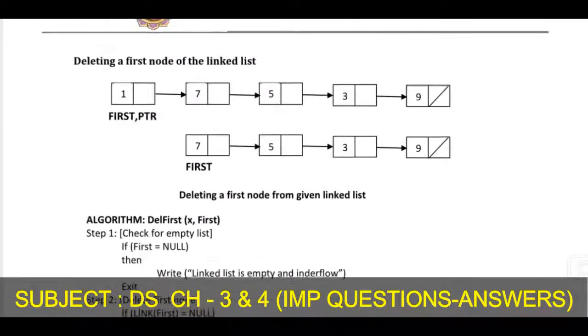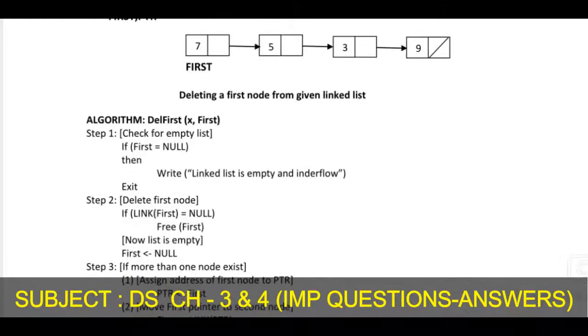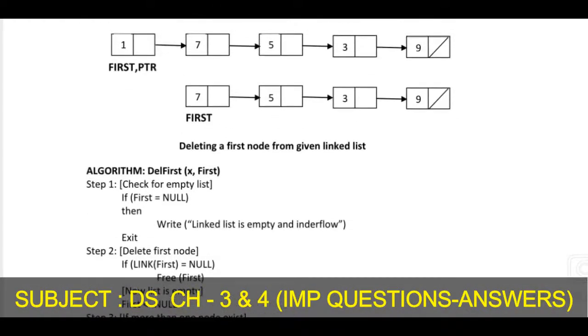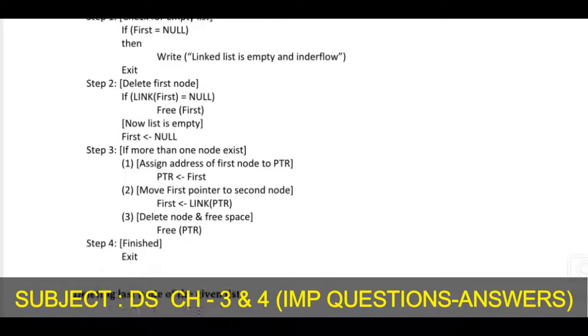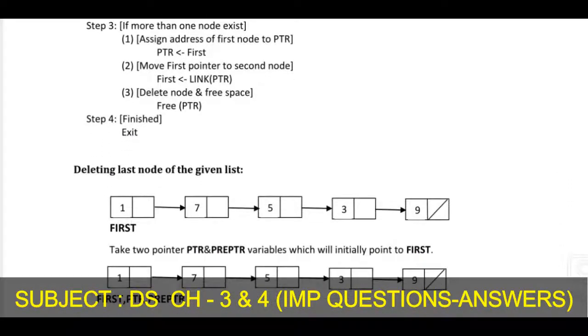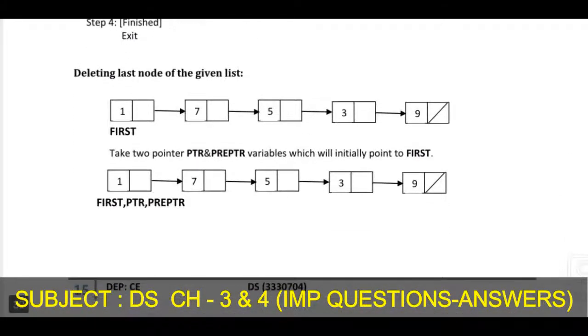But here, deleting the first node from the linked list is an IMP concept for the GTU exam. So delete a node, but which node? Deleting the first node of the linked list is the most IMP concept regarding the GTU exam. So here one is an example of a linked list with its algorithm steps, how to delete the first node from a given linked list, and here how to delete the last node from the given linked list.